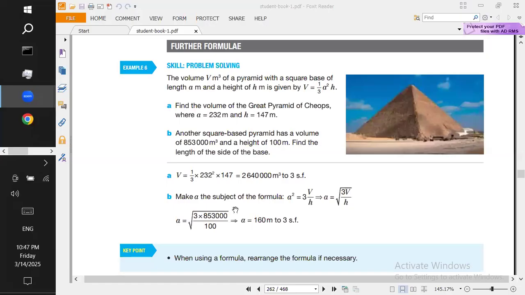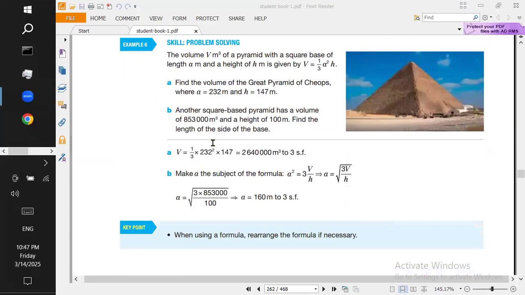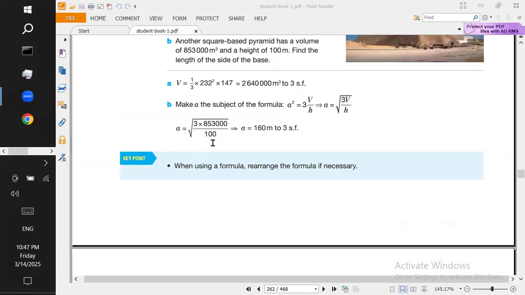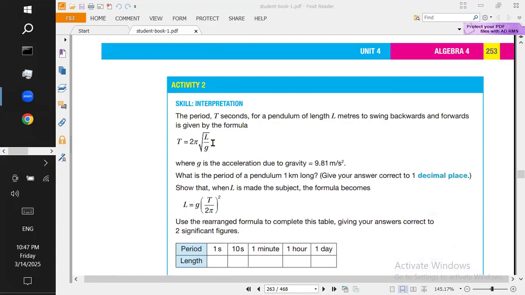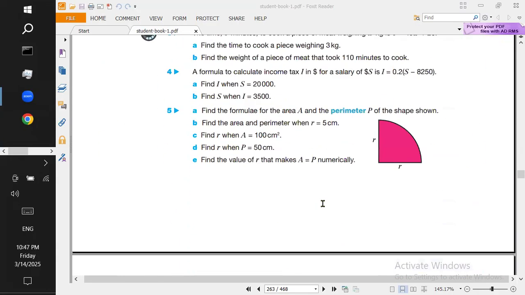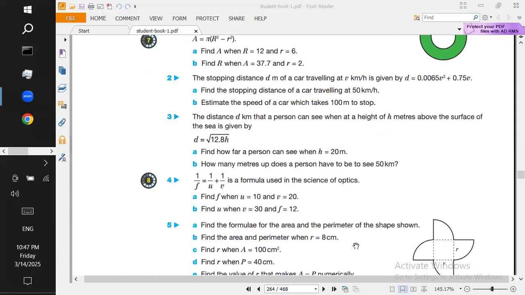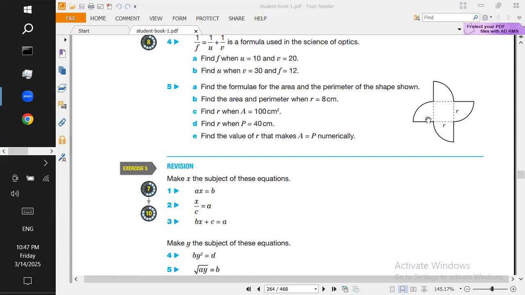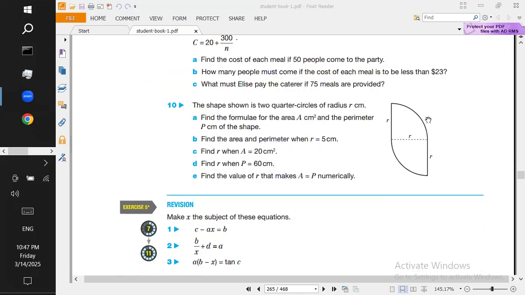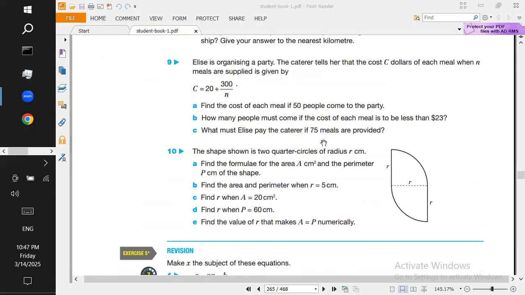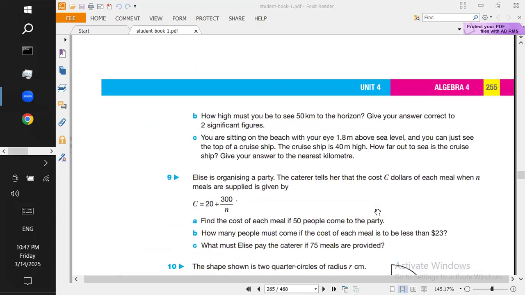In this video, we're going to talk about further formula using algebra, and this is in algebra 4. This means we're going to talk about how to create a formula and use it to answer the question. So we're going to solve two questions, basically this question and this question. Both of them have the same ideas. You just find the formula and then use the formula to answer the question.